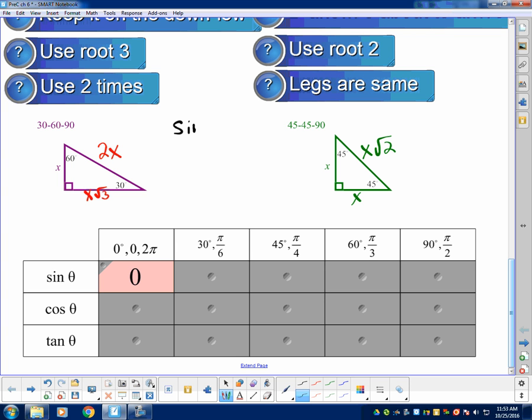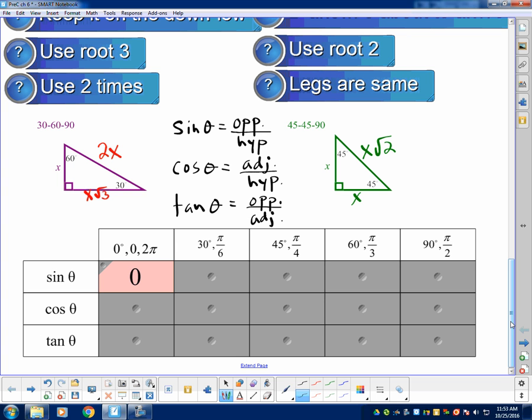Sine of an angle theta is equal to opposite, remember SOHCAHTOA, over hypotenuse. Cosine of an angle theta is equal to adjacent over hypotenuse. And tangent of an angle theta is equal to opposite over adjacent. So sine of 0 is 0. That just means the opposite is 0 and the hypotenuse is 1, some number 1. In the unit circle it's 1.